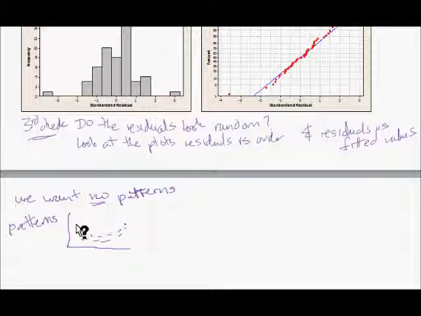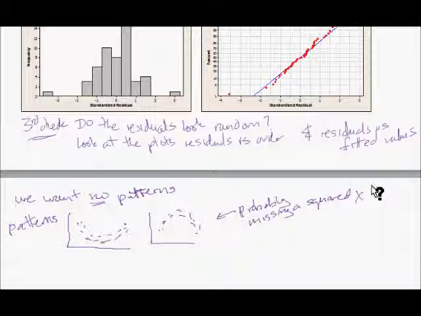which says you're probably missing a squared x term. One of your predictors needs to be squared. The other pattern you sometimes see is more of a fanning out. And this is usually in the residuals versus the fitted.